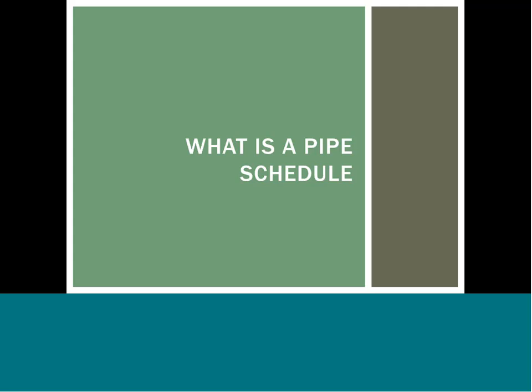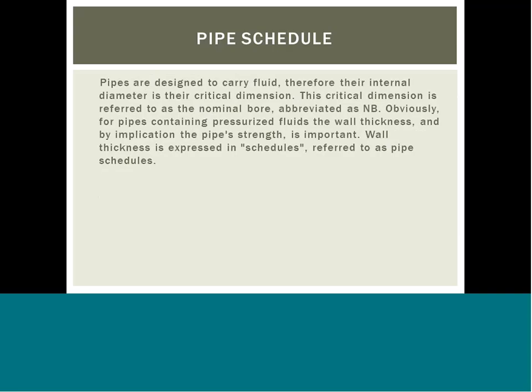Next, we will cover pipe schedule. Pipes are designed to carry fluid. Therefore, their internal diameter is their critical dimension. This critical dimension is referred to as the nominal bore, abbreviated as NB. Obviously, for pipes containing pressurized fluids, the wall thickness, and by implication, the pipe strength, is important. Wall thickness is expressed in schedules, referred to as pipe schedules.